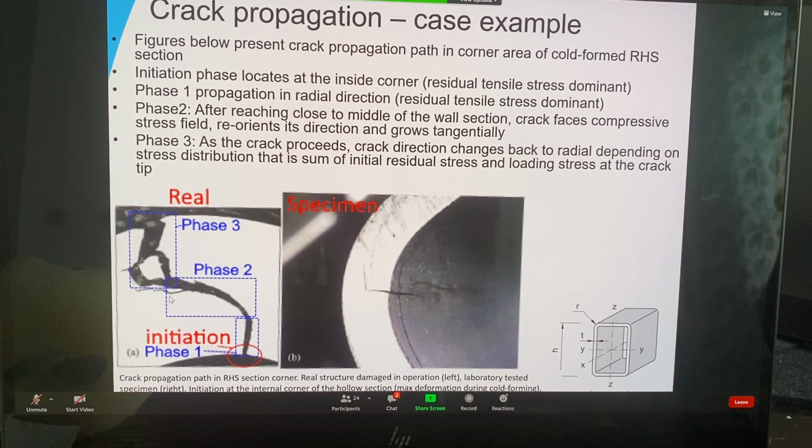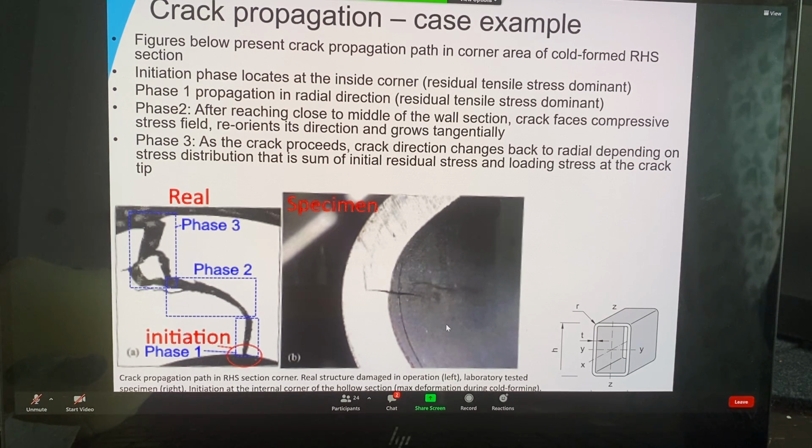And for some time it turns so that it goes almost in line with the neutral axis, where it has passed the compressive stress distribution area, and after that it starts to grow again directly to the through. And the difficulty of this kind of breakage was, of course, that when the crack started from the inside corner, you could only discover this failure when it was completely through.